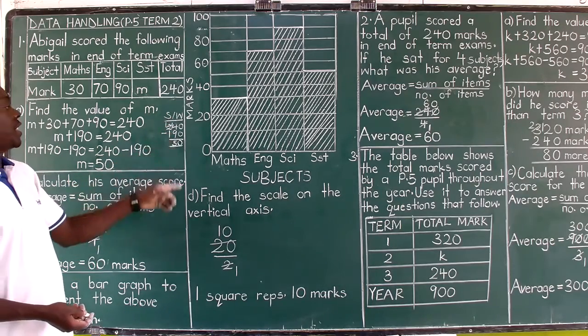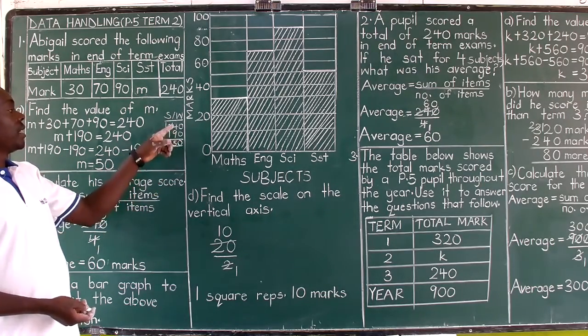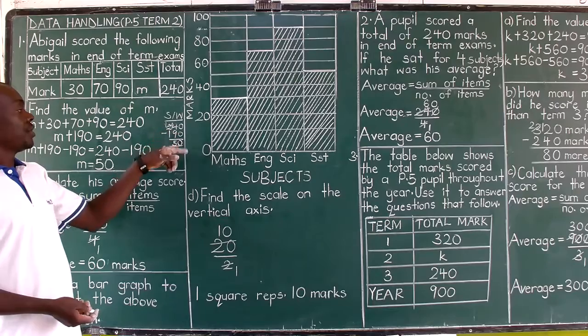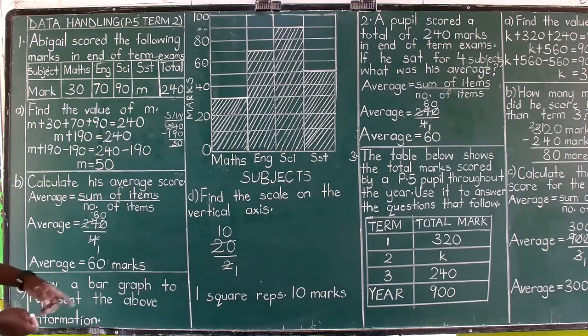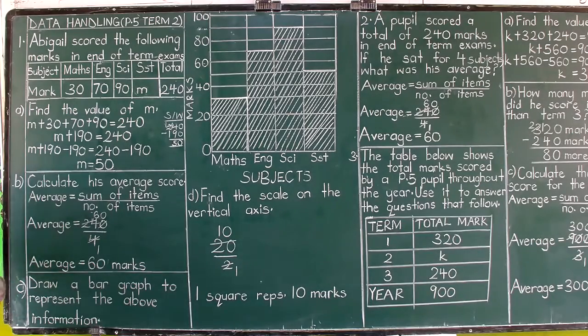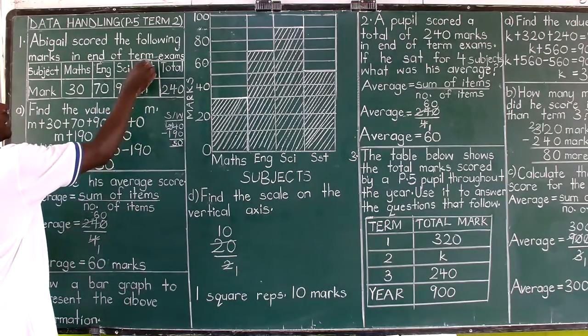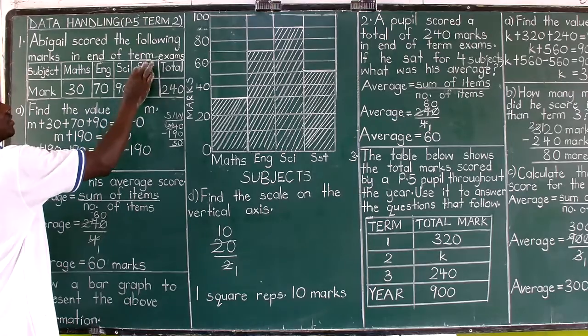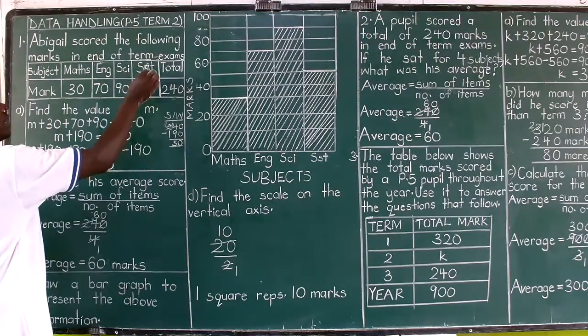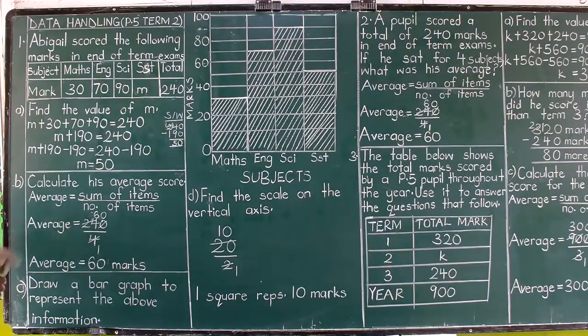Then subtract vertically, 0 minus 0 is a 0. Borrow, remain with 1 and get 14 minus 9. You will then get 5. So M is 50. So Abigail scored 50 marks in SST. So that is what she scored. Then go to part B.